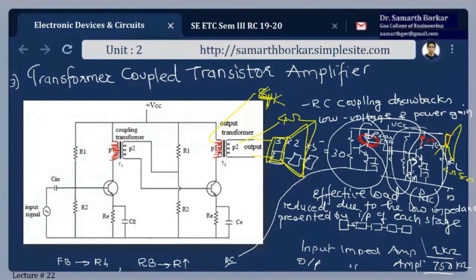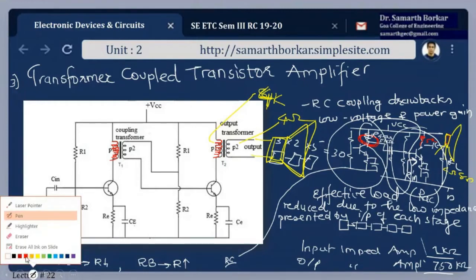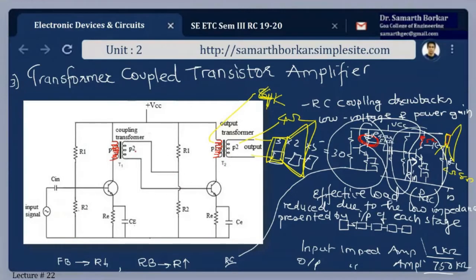Now this drawback is overcome in a transformer coupled amplifier. You see here, we replace the resistance in the collector terminal by a transformer coupling. The primary winding will act as the RC, and the tapping is done from the secondary of the transformer. If you trace the circuit, this point will act as V2, and the voltage generated here will be connected to the base of the next stage.